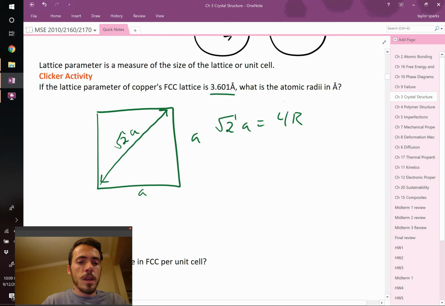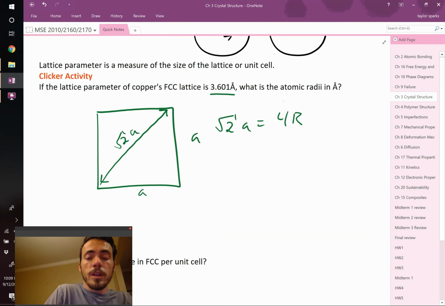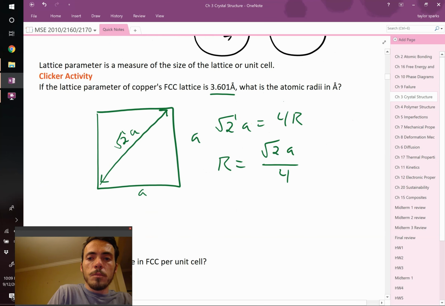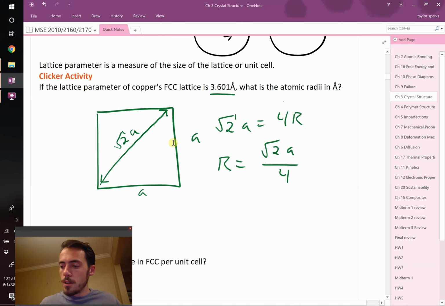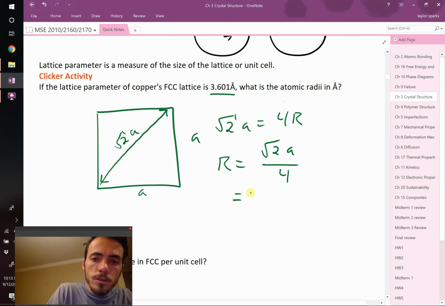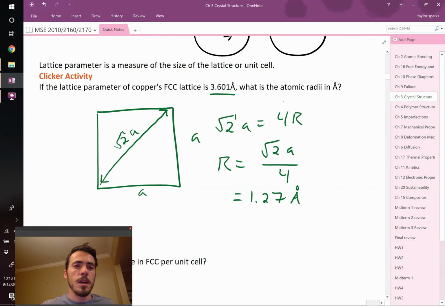Okay? So we can go ahead and plug this in, and we can solve for what our atomic radii should be. Radii should equal whatever root 2 times A is divided by 4. Okay, so if we go ahead and plug this in, I find that my radii is equal to 1.27 angstroms. Okay, so that is how the lattice parameter relates to the atomic radii in the FCC crystal structure.